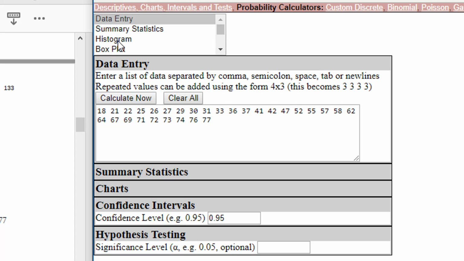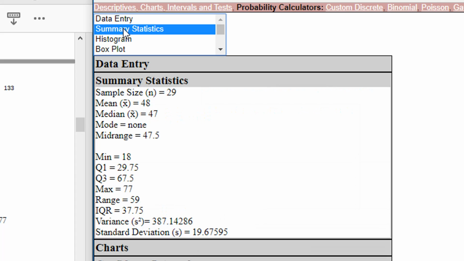I'm going to click from this first menu, summary statistics, and we can look at a summary of our data. So for sample size, there's 29 numbers in our set. The mean is the arithmetic average. You add up all the numbers, and you divide by 29. The median is that number such that half of the data is below it and half of the data is above it. In our case, we have 29 values, so that means that we've got 14 of them below 47 and 14 of them above, and 47 is the 15th highest number in our set.